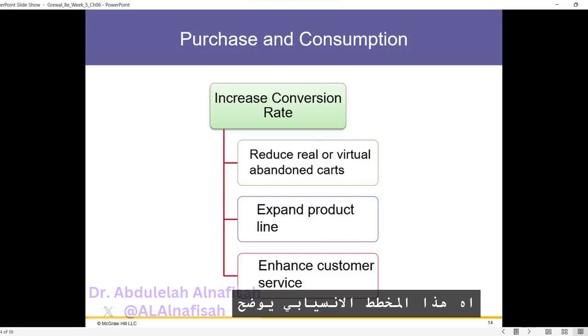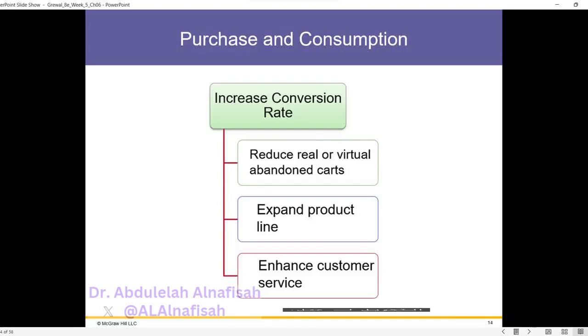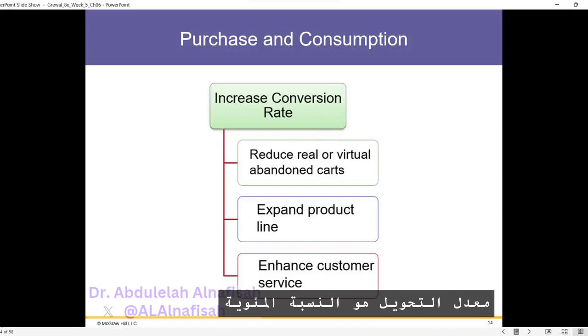This flowchart outlines strategies to increase conversion rate for a business. The conversion rate is the percentage of visitors who complete a desired action on a website, such as making a purchase, signing up for a newsletter, or filling out a form.